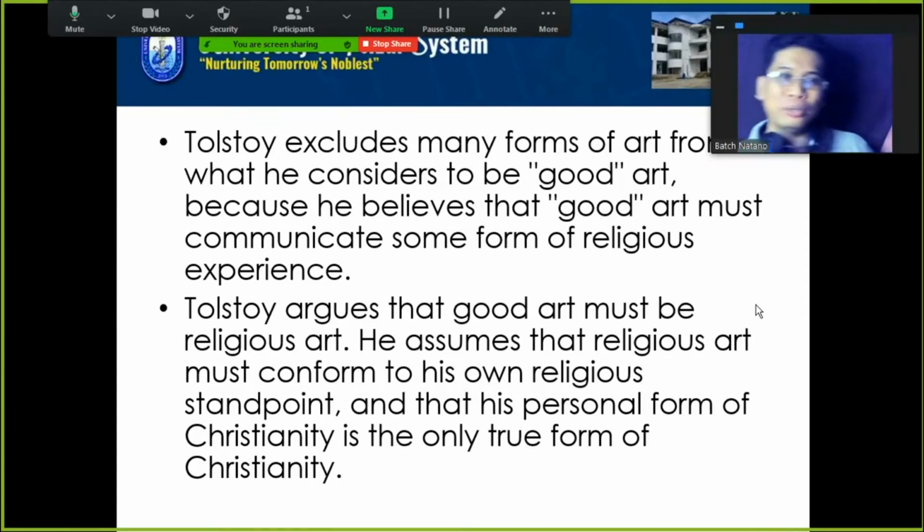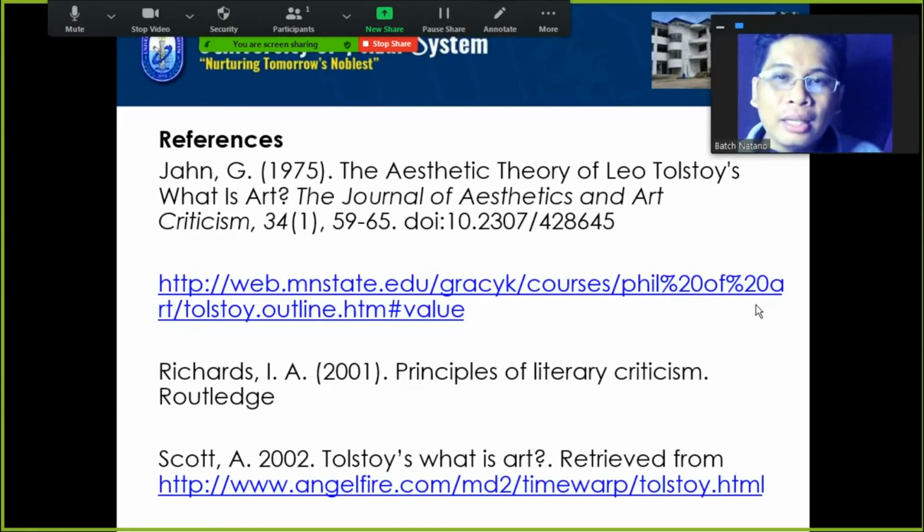Okay, kita-kita mo yung influence ng Renaissance period dito kay Tolstoy. Okay, so that ends my discussion.